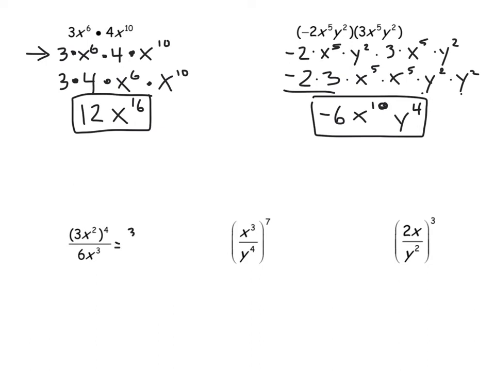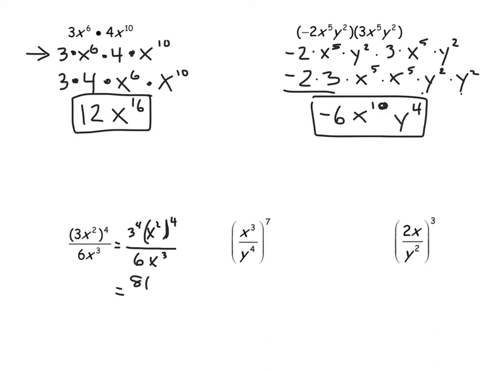So we're going to write 3 raised to the 4th, and then we're going to write x squared raised to the 4th. In the denominator, we have 6x to the 3rd, like so. Now, 3 to the 4th power is 3 times 3 times 3 times 3. Well, 3 times 3 is 9, and the other 3 times 3 is 9, so 9 times 9 is going to be 81. So 81.